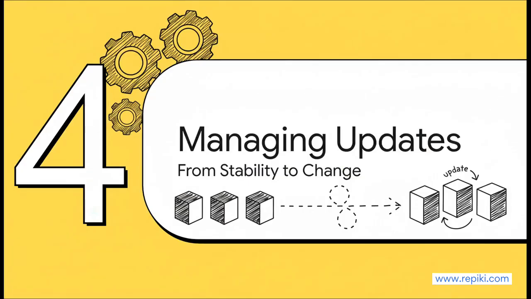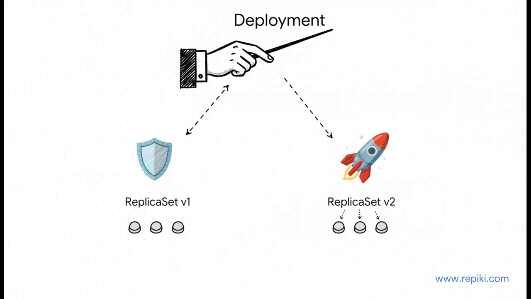So we know that replica sets are absolute masters of keeping things stable. But what happens when you want to introduce change? Like, say, updating your application to a new version. Yeah, here's the catch. A replica set by itself is actually pretty terrible at managing change. Its whole job is to prevent it. This is where a higher level tool comes in, the deployment. You see, you almost never manage a replica set directly. Instead, you talk to the deployment, and it acts like an orchestrator managing the replica sets for you.